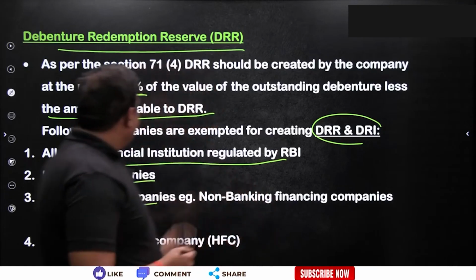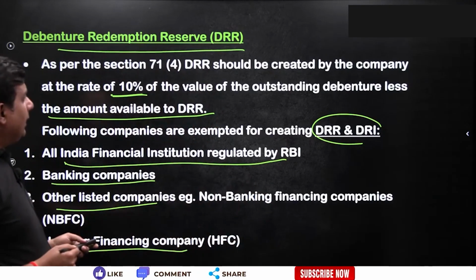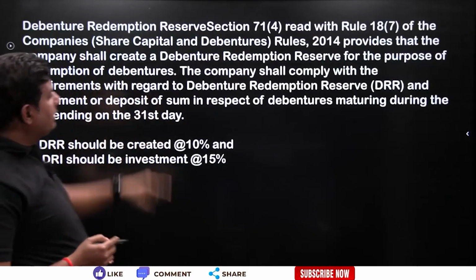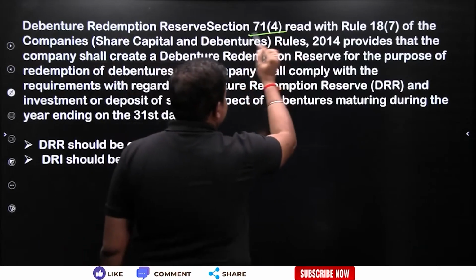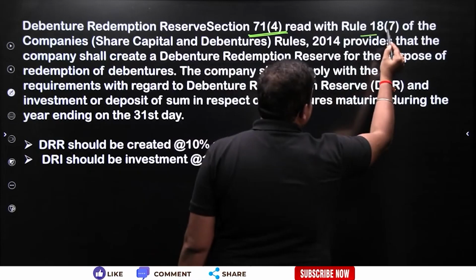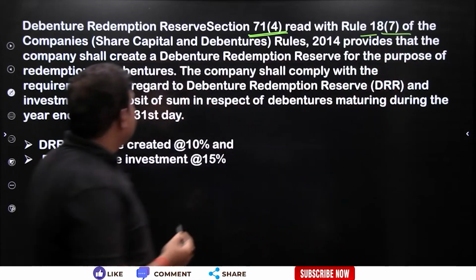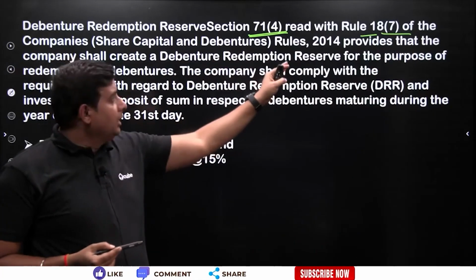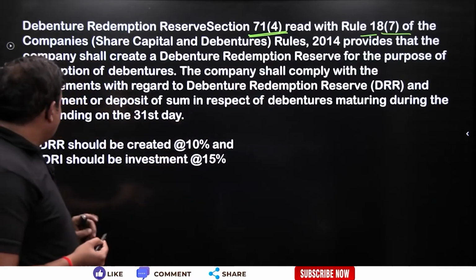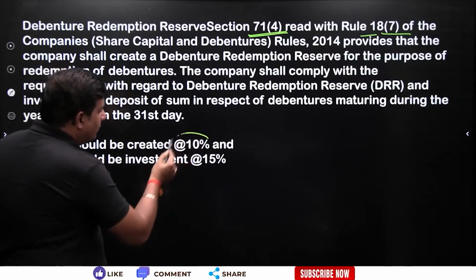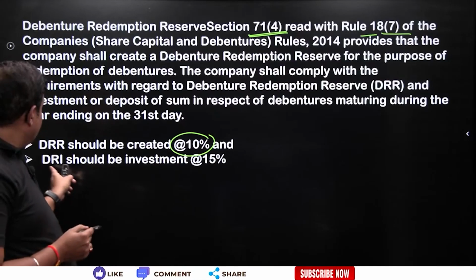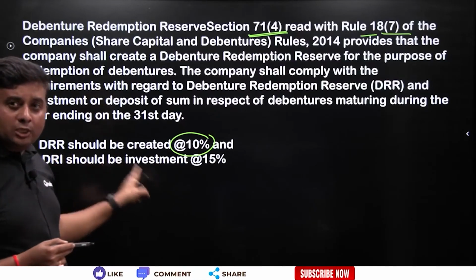Okay, so basically this is the thing. Next, in the brief I have explained the debenture redemption reserve. As I mentioned, the section was 71 subsection 4 with the rule section 18 subsection 7 of the Companies Act, share capital and debentures rule, passed in the year 2014. On this note, DRI should be created at the rate of 10% per annum, and DRI is a kind of investment. The meaning of DRI is debenture redemption investment.